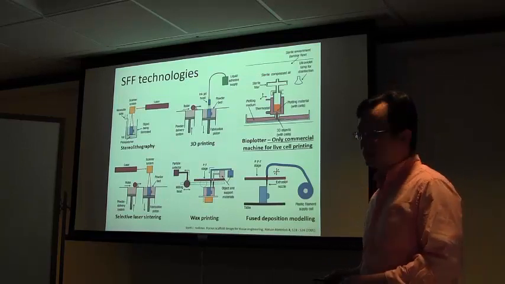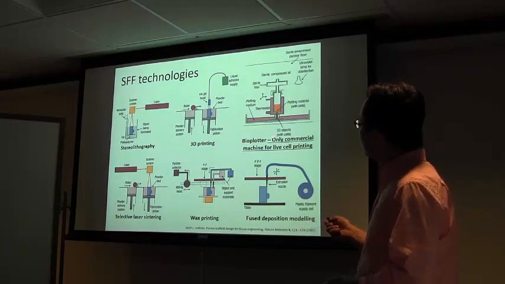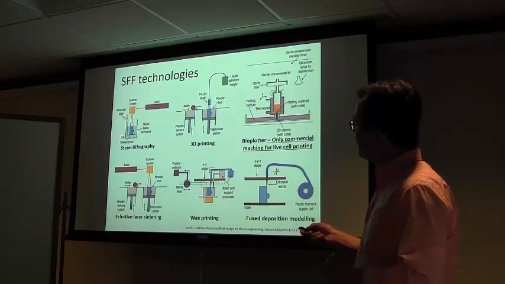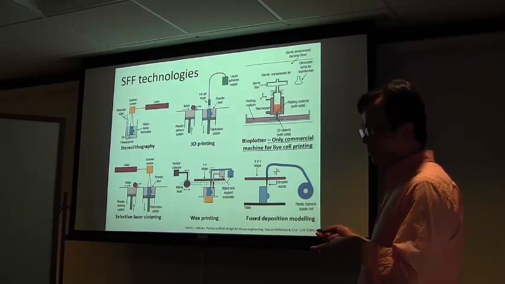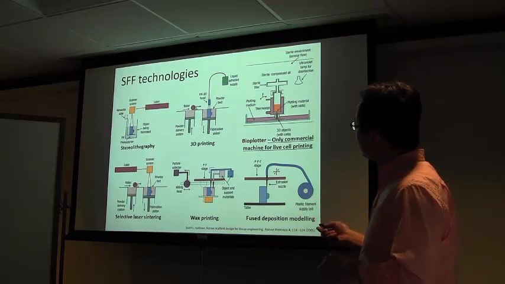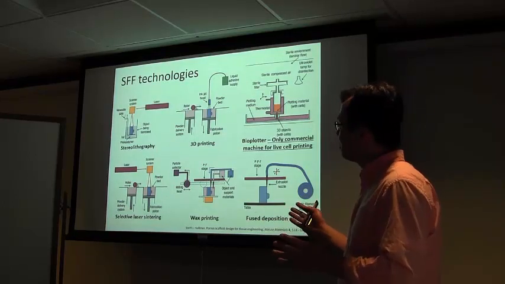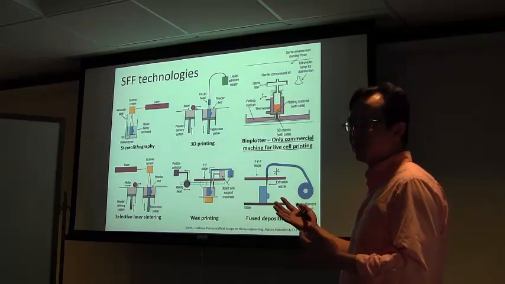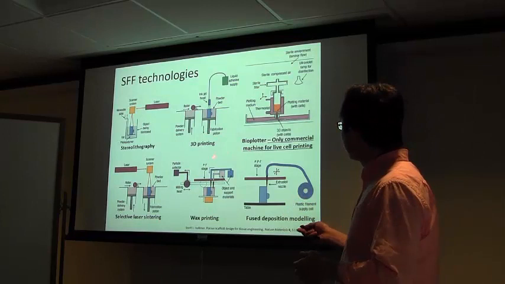These are the different printers we currently use in the market. One is stereolithography, the machine I'm going to talk about today. This is a 3D printer, basically the same as the printer used every day, but they don't use ink and paper. They just use cells and polymer. There are also other machines.